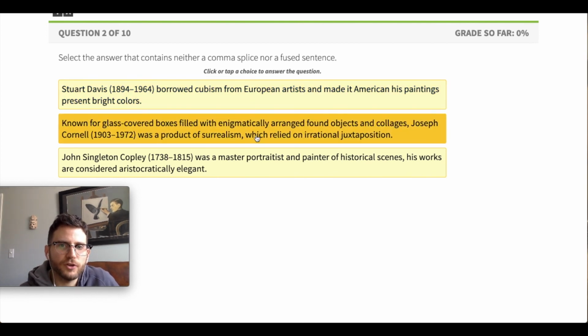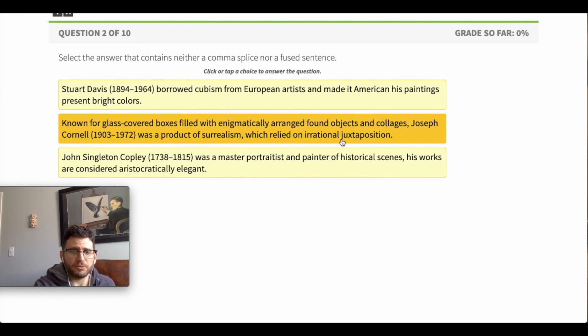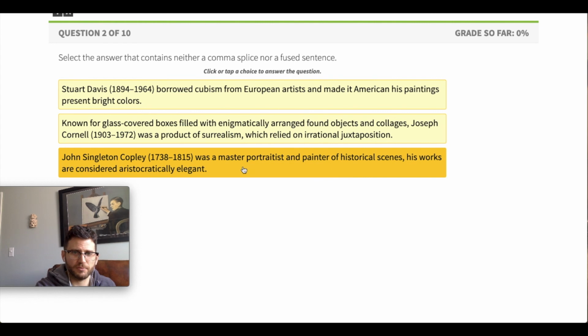Known for glass-covered boxes filled with enigmatically arranged found objects and collages, Joseph Cornell was a product of surrealism, which relied on irrational juxtaposition. You might be thinking, do I have a comma splice here? No, because do I have an independent, complete thought after the comma? No, I don't. I have which relied on irrational juxtaposition. I just have a relative phrase, a verb phrase really, telling you adjective information about surrealism. But it's not a complete thought. So this would not be an example of a comma splice. I don't see any run-ons here, so let's hang on. Let's look at the last one, see if we find any problems.